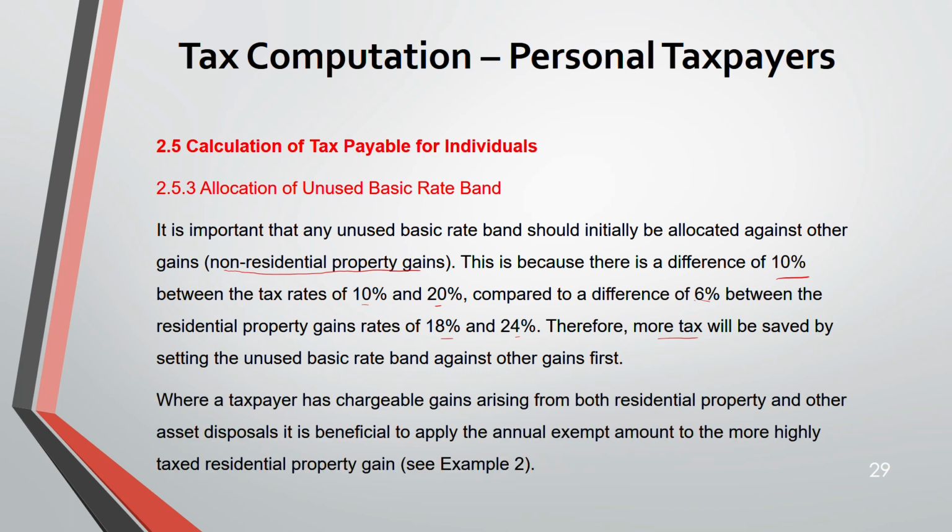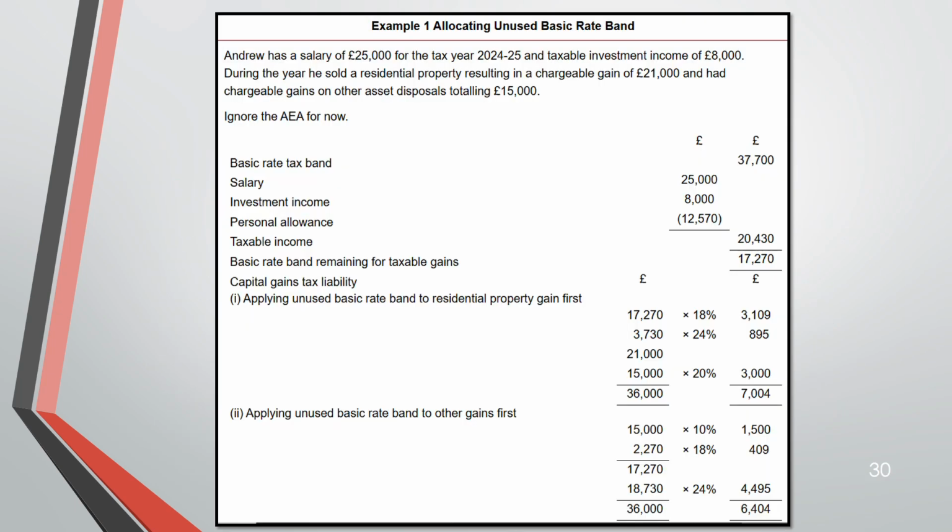Now, where a taxpayer has chargeable gains on both residential and other assets, even for the annual exempt amount, it is beneficial to apply the annual exempt amount to the more highly taxed residential property gain, because residential property is taxed at a higher rate. You see 24 and 18. 24 is the highest. It's better to set off the annual exempt amount against residential property. We'll see example 2 for this. So this is example 1.